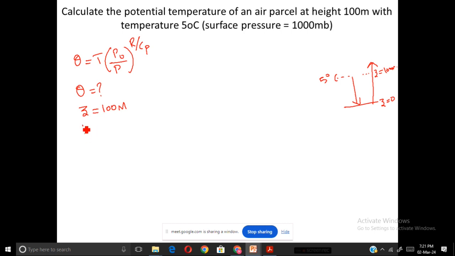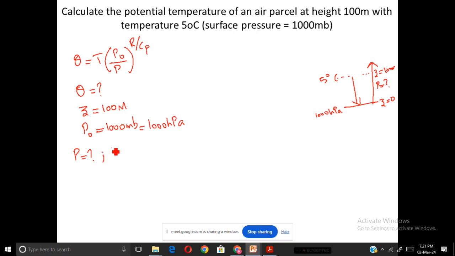So Z is equal to 100 meter and surface pressure is 1000 millibar or 1000 hectopascal. 1000 millibar and 1000 hectopascal are the same units. The SI unit of pressure is Pascal, so it will be 1000 into 10 raised to 2 Pascal. That is the value of P0. First we want to find the pressure. What is the pressure at this level, at Z is equal to 100 meter? That's what we want to find initially.